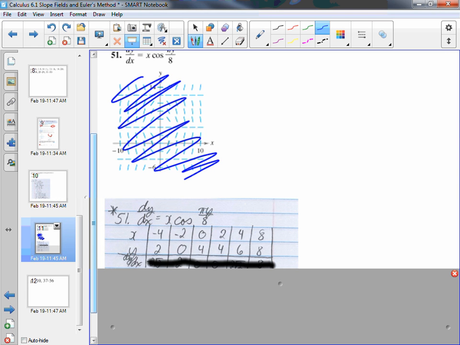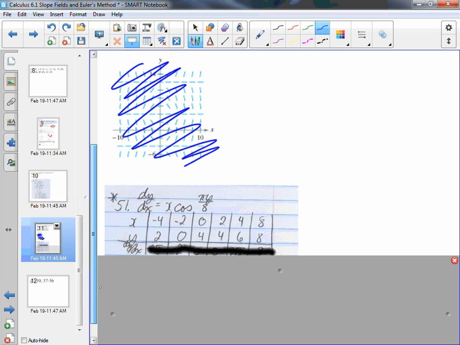So we have dy/dx equals x times the cosine of pi y over 8. And they want us to find what the derivative equals, what the slope of the tangent line equals, at the points (-4, 2), (-2, 0), (0, 4), (2, 4), (4, 6), and (8, 8). All right, y'all ready to get started?